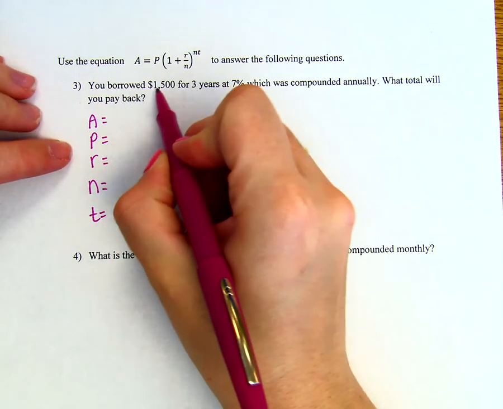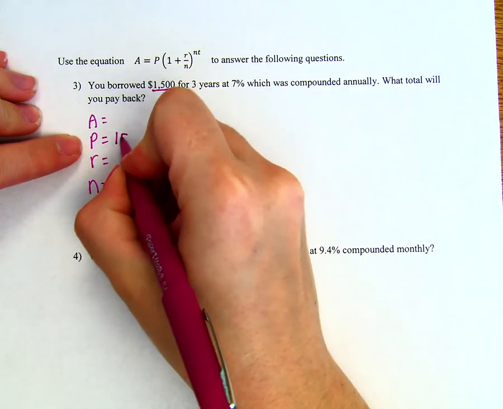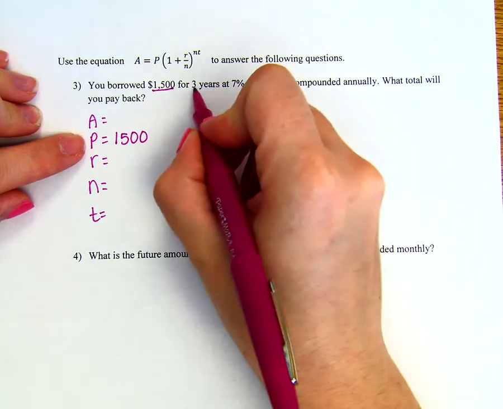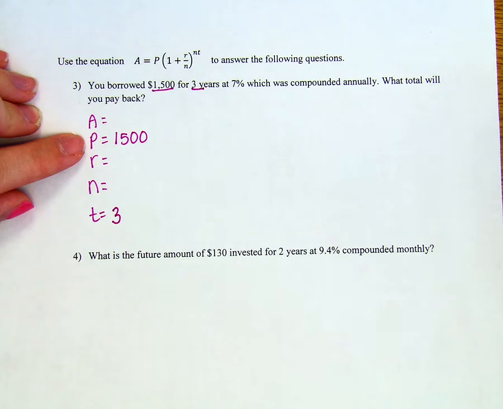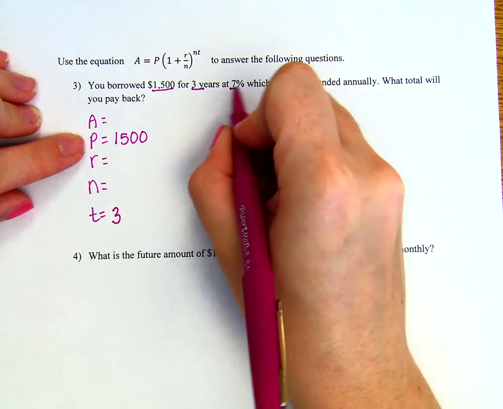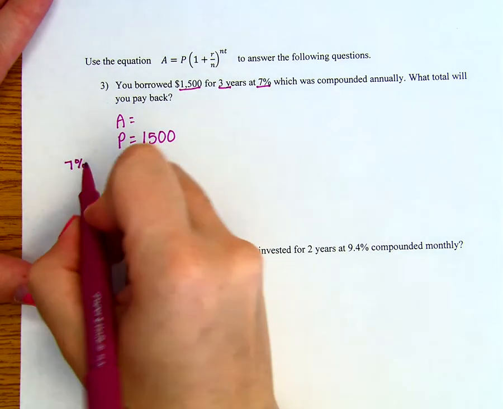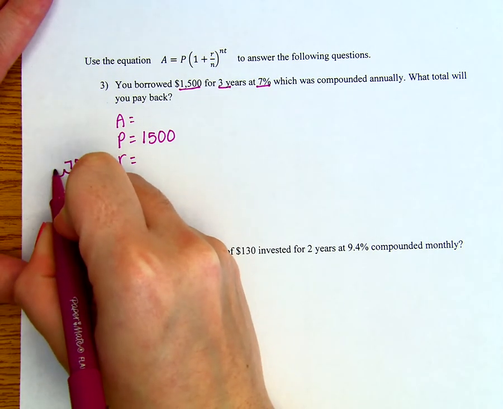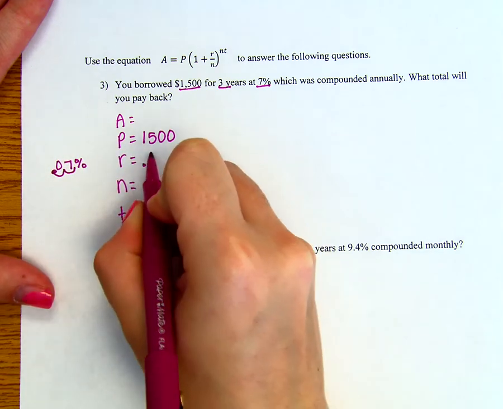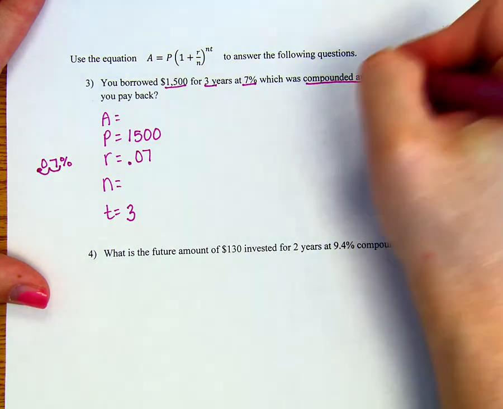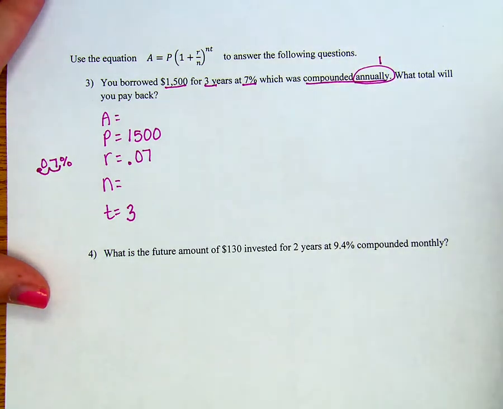So, you borrowed $1,500 from someone, okay? So we're going to put $1,500 as our principal. That's the amount that we started with. For 3 years, so 3 is going to be our time. At 7%, 7% is going to be our rate. And remember, we have to take all our rates and turn it into a decimal, so we move it 2 places to the left. So our rate's 0.07, and then it's compounded annually. Annually means once a year, so our n value here will be 1.